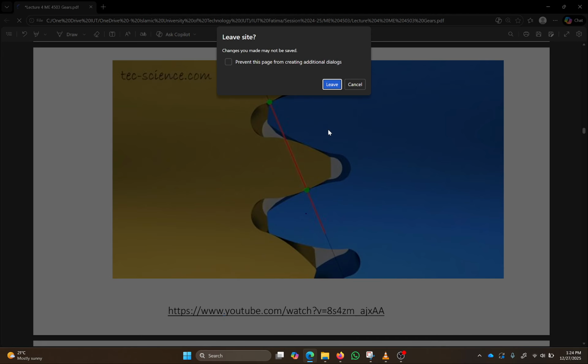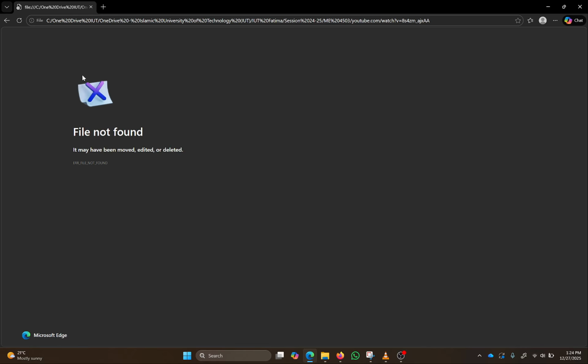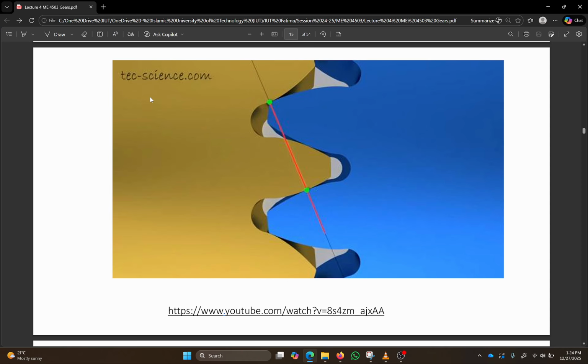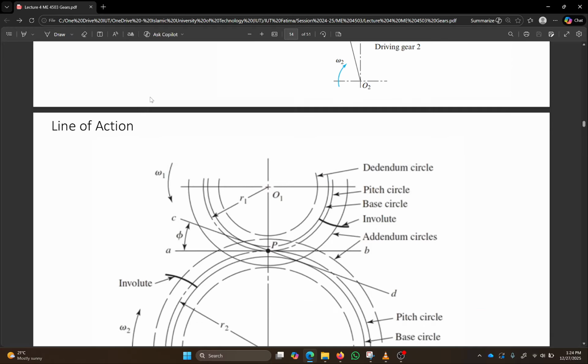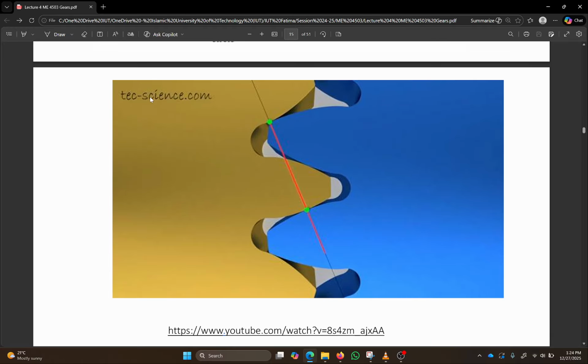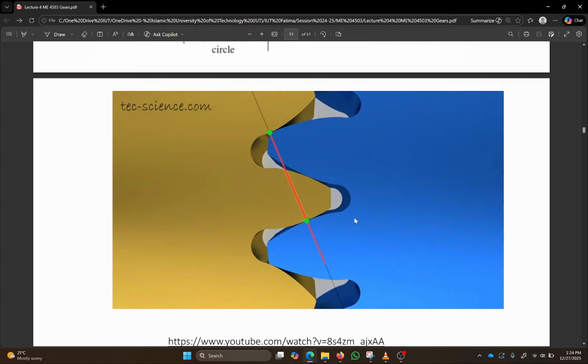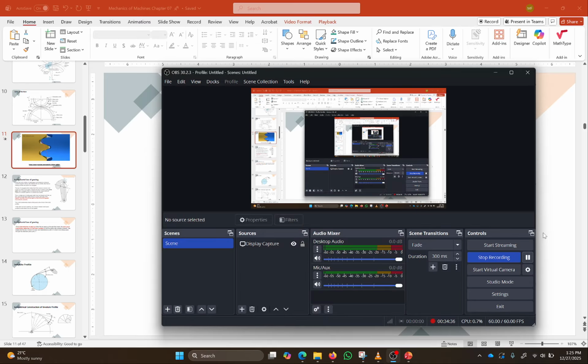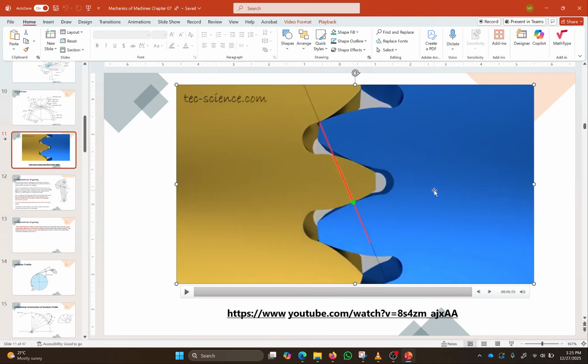Make a bigger state of the leaves. Okay, so wait a minute. I will open the video. Okay, so let's see over here.